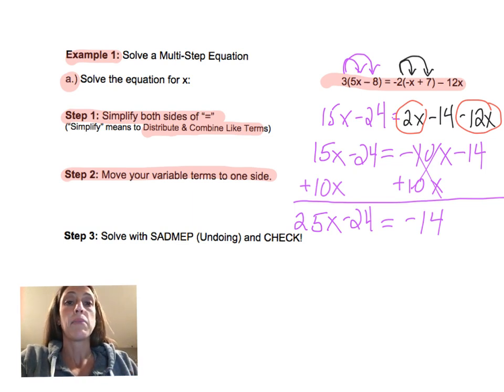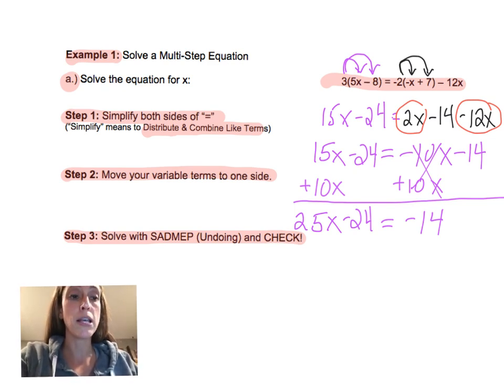And then the last thing I'm going to do, once I have all my variables on one side, is I'm going to use a technique for solving we call SADMAP, and we'll do this lots of times this year. Step 3, we solve with SADMAP. This is often referred to as the inverse of the order of operations, or the order of operations backwards. Some books call it solving by undoing.